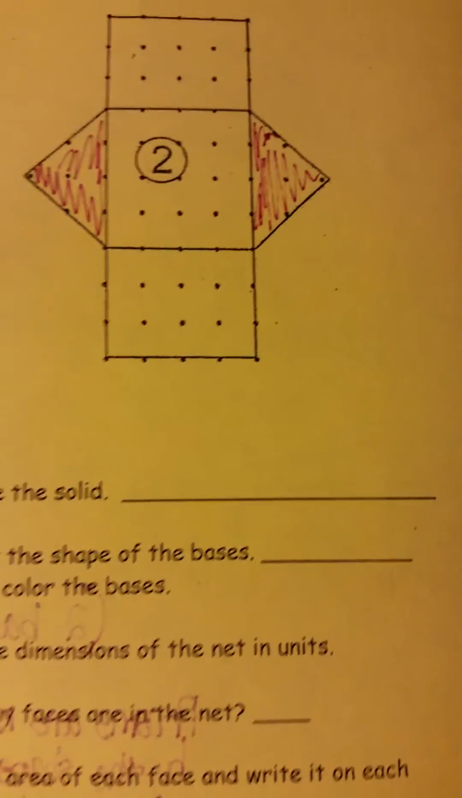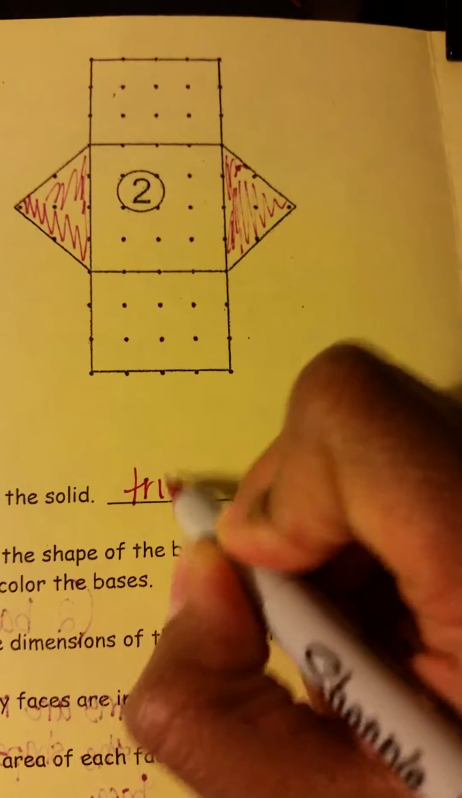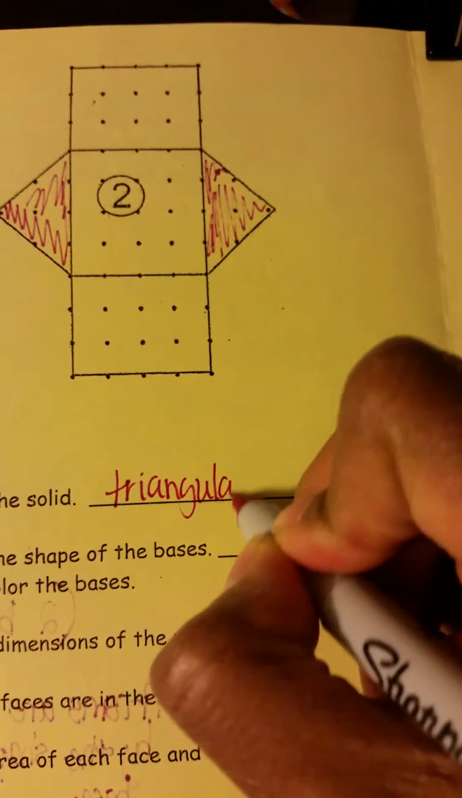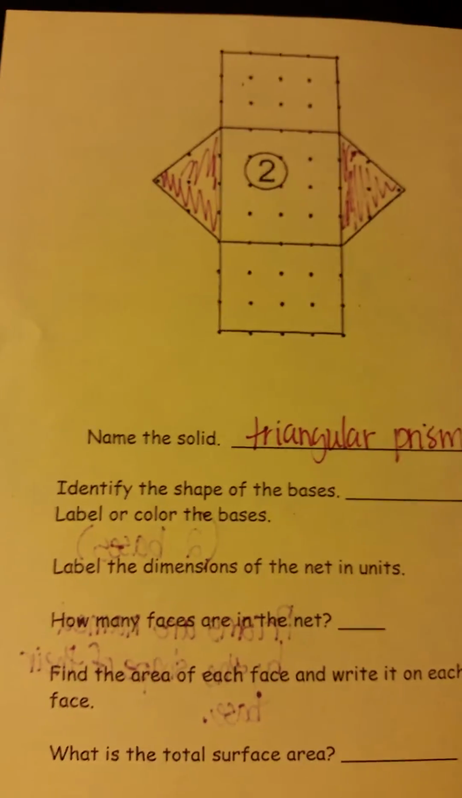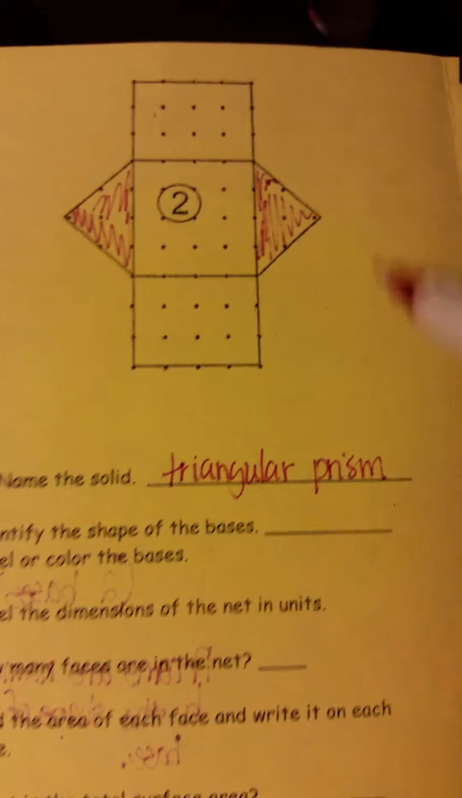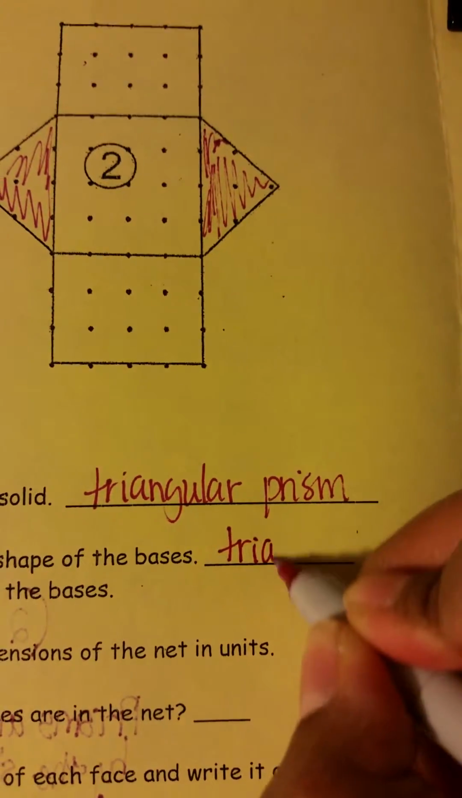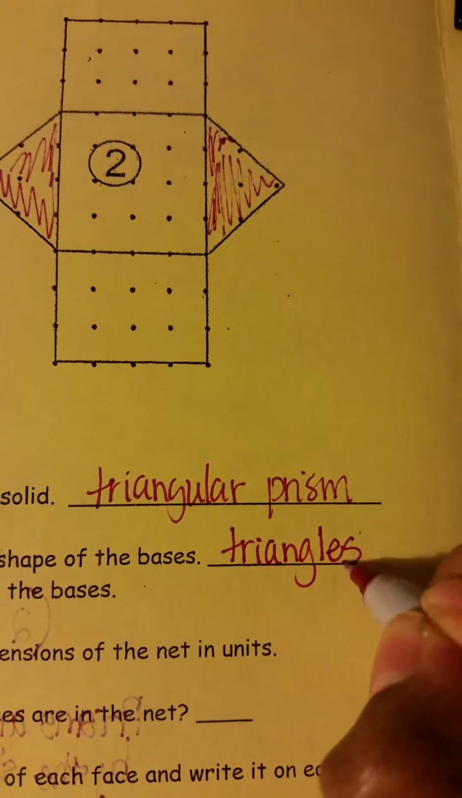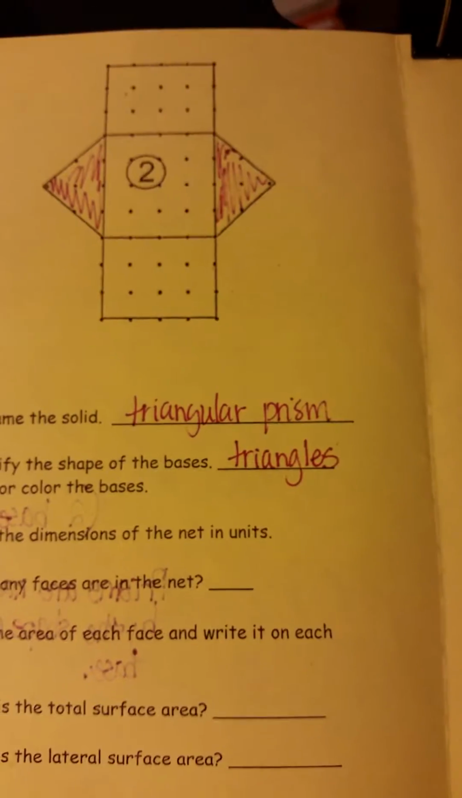Now, it says the first thing to do is name the solid. So we're going to put that down here. This is a triangular prism. It says identify the shape of the bases, and we've already shaded those in. So we're going to put triangles, plural, because there are two. We labeled and colored them. And we're going to label the dimensions of the nets.